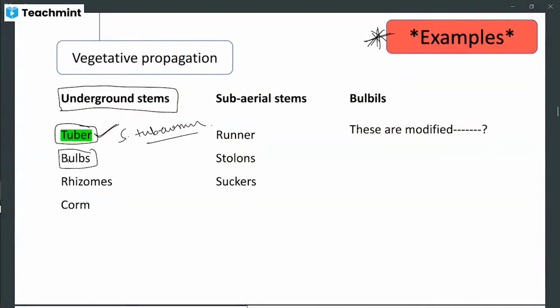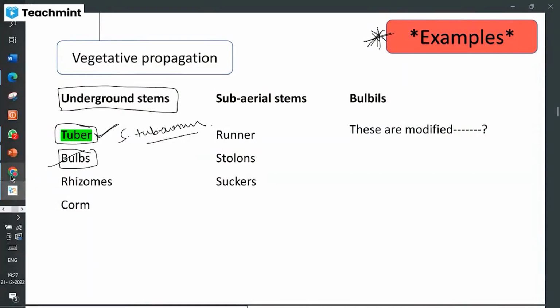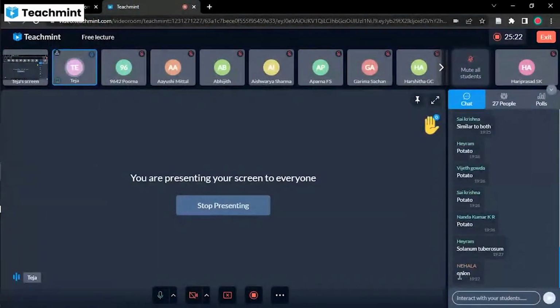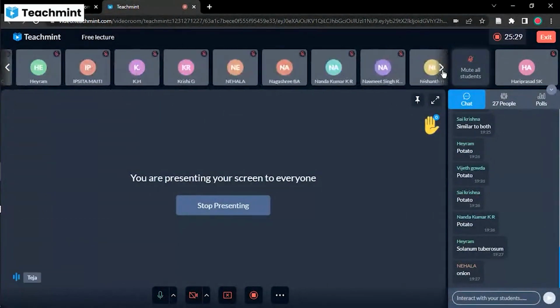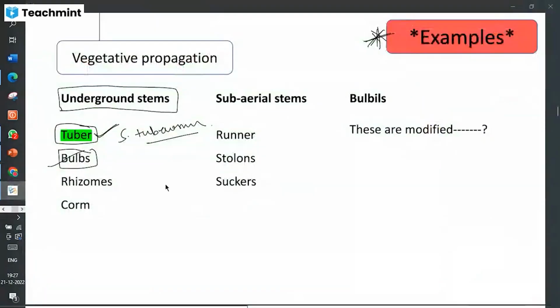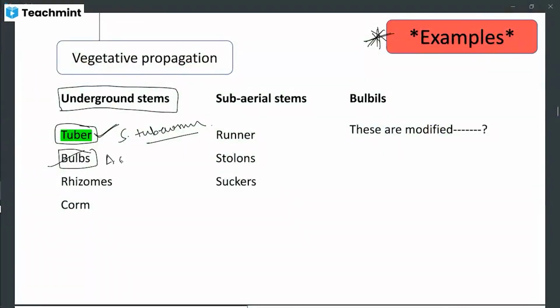And what about bulbs? What are the examples for bulbs? Come on, you can unmute and answer. So onion. Just answer in terms of the scientific names, please. Allium cepa. Okay, Allium cepa. And any other example? Allium sativum. So, Allium cepa and Allium sativum. What is Allium sativum? Garlic. Okay, good.